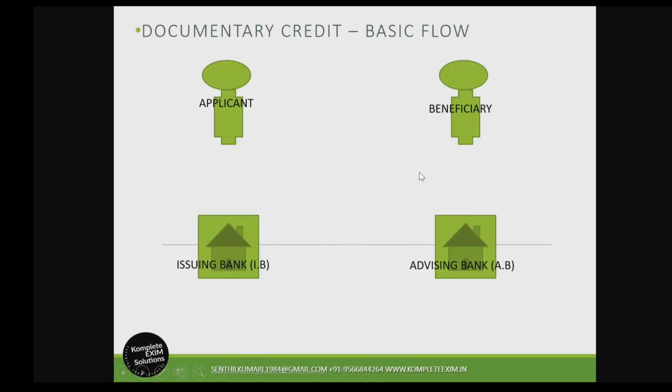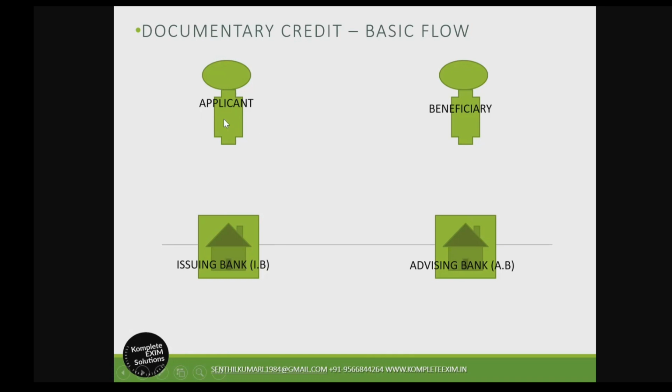And this is a very important thing for you guys to understand. Once you understand this LC cycle, then the rest of the things will fall in place. In any step, if you feel like you are lost, please stop me and ask a question. Okay, so basically we have 4 players in this cycle.